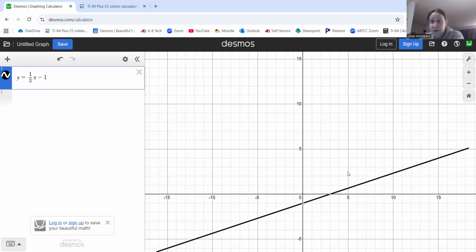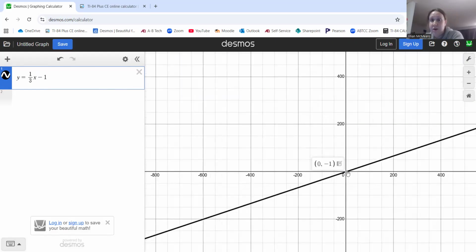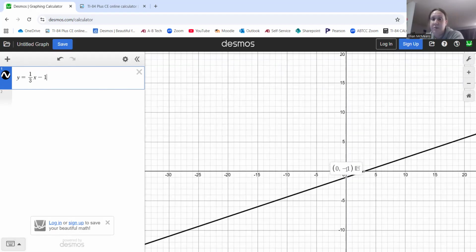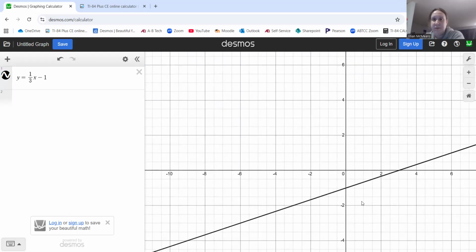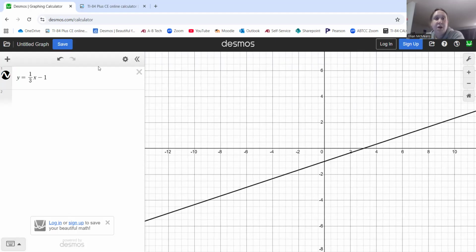You can see right here, this is the line. And if we were to zoom out, zoom out, zoom out, this line goes forever and ever and ever. Okay, now I'm going to zoom back in so it's something a little more realistic for us. Okay, so if you want to create a table, you type in your equation and then you always want it to be in the form y equals something.